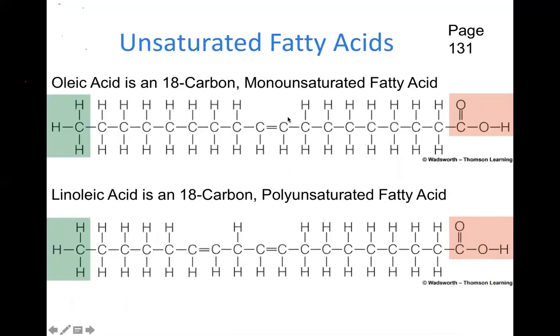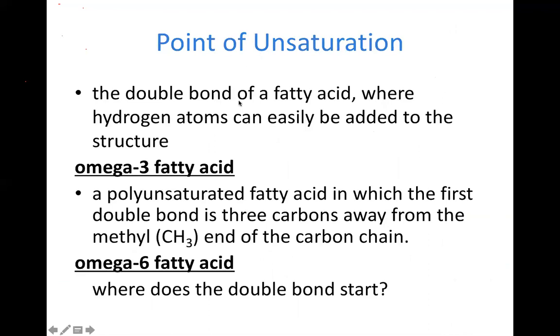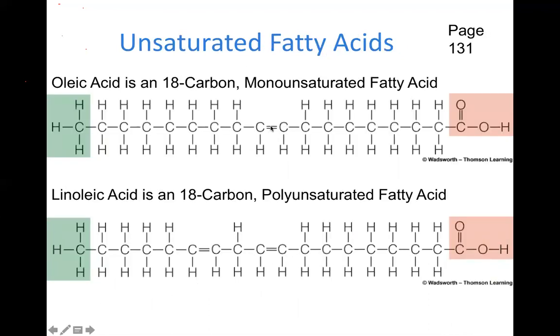Unsaturated. In an unsaturated fat, you're going to see a double bond in between the carbons. And so the double bond is represented here. And so what you can see is a double bond here and a double bond here. When there is one double bond, we say mono because mono means one. And when there are 2 or more double bonds, we say poly because poly means many or more than one.